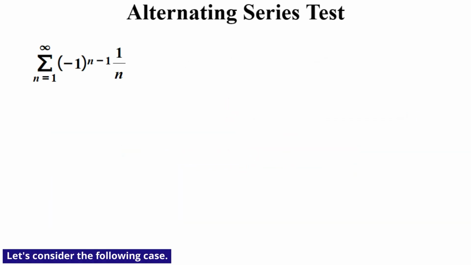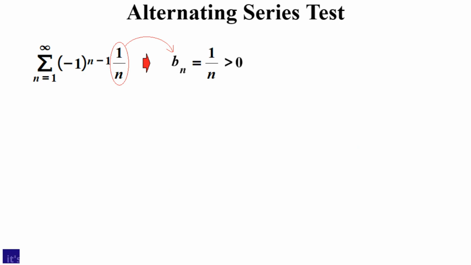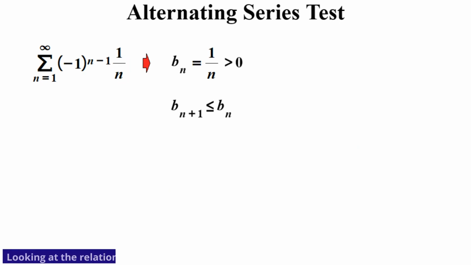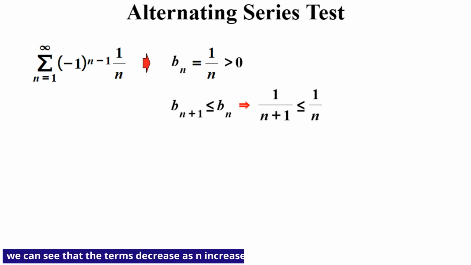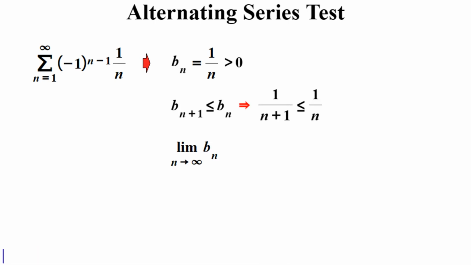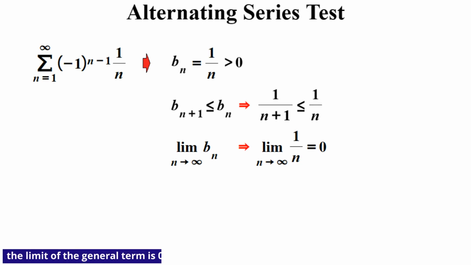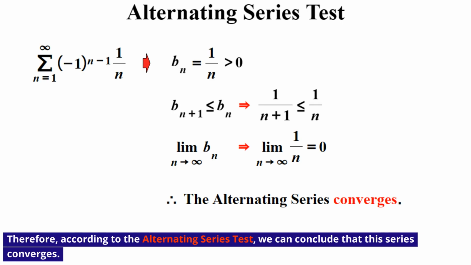Let's consider the following case. If we take b_n as 1 over n, it's always positive. Looking at the relationship between b_n and b_(n+1), we can see that the terms decrease as n increases. Additionally, the limit of the general term is 0. Therefore, according to the alternating series test, we can conclude that this series converges.